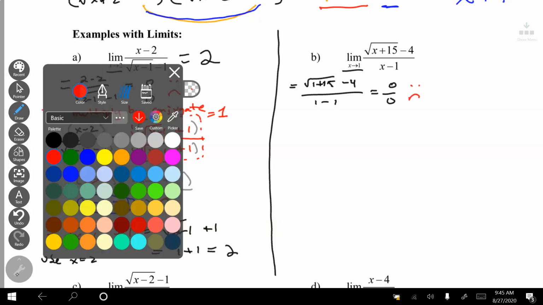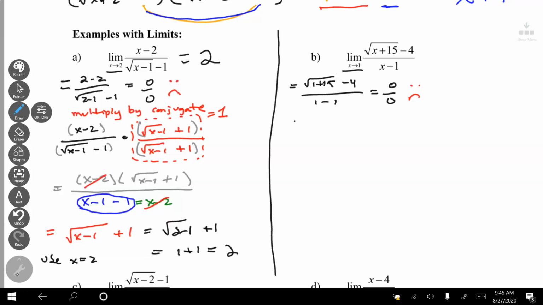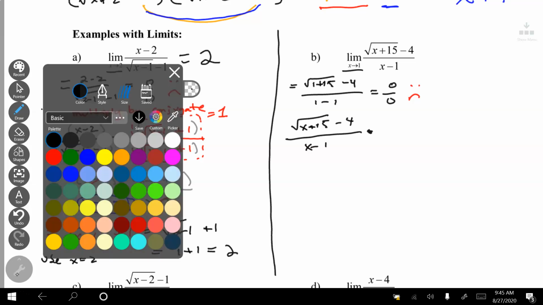So I'm going to rewrite the problem. And now I have square root of x plus 15 minus 4 over x minus 1. I'm going to multiply through, put parentheses, by this conjugate. This conjugate fraction is really 1, because anything over itself, except for 0 over 0, is just 1. Put parentheses around it.